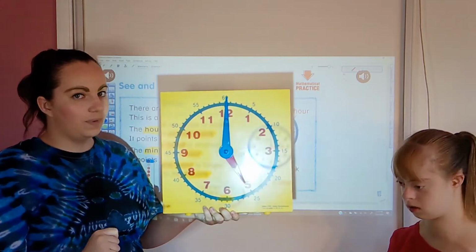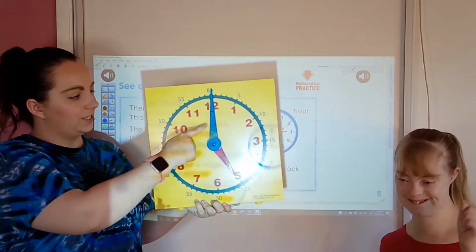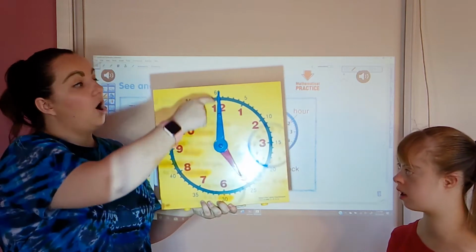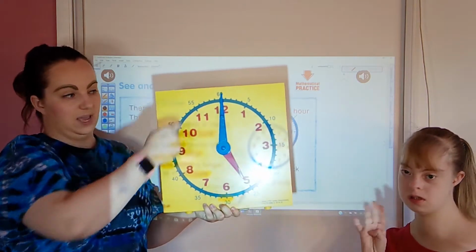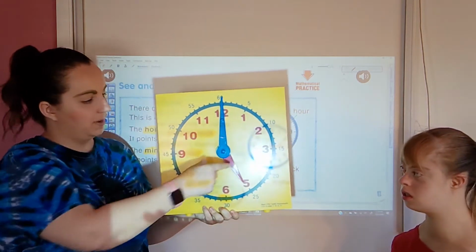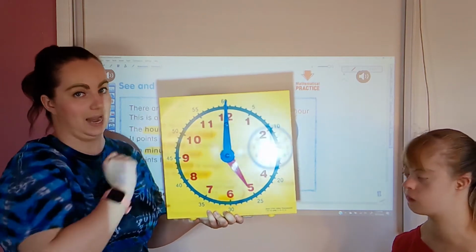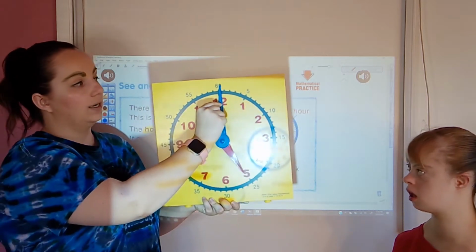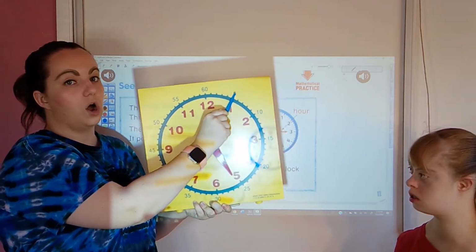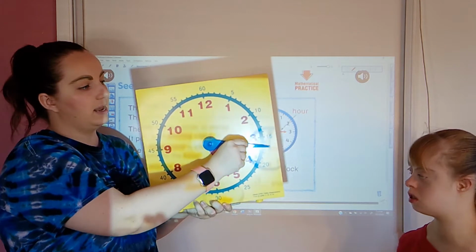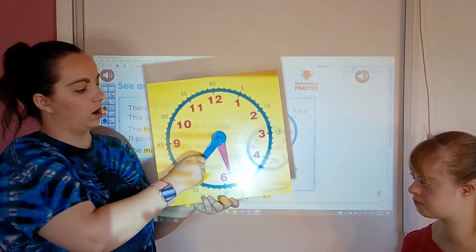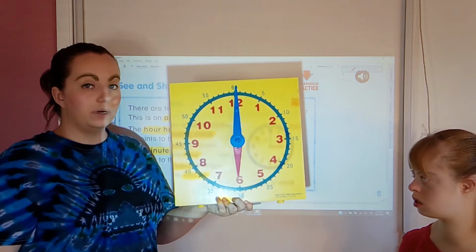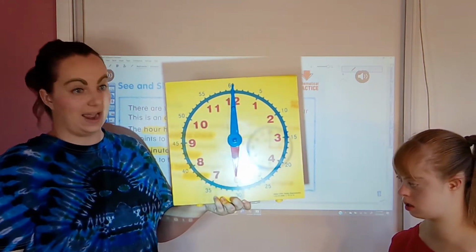If you at home are, make sure you're following along. Which hand is the minute hand? The long blue one, okay? It might not be blue in every clock, but the long hand is the minute hand. That minute hand is constantly moving around the clock. Each minute it moves around the clock. Once it's gone all the way around the clock, 1 hour or 60 minutes have passed.